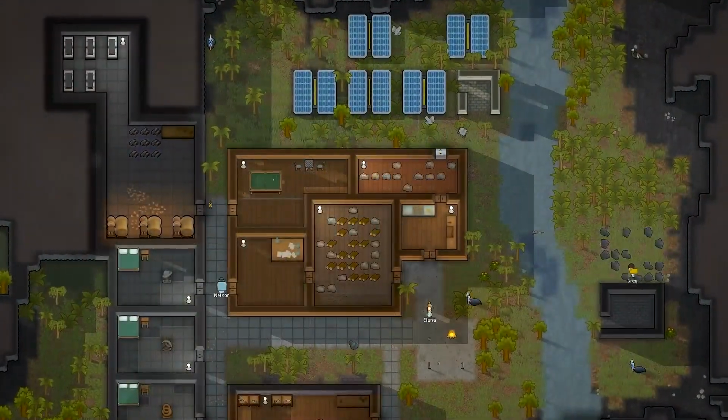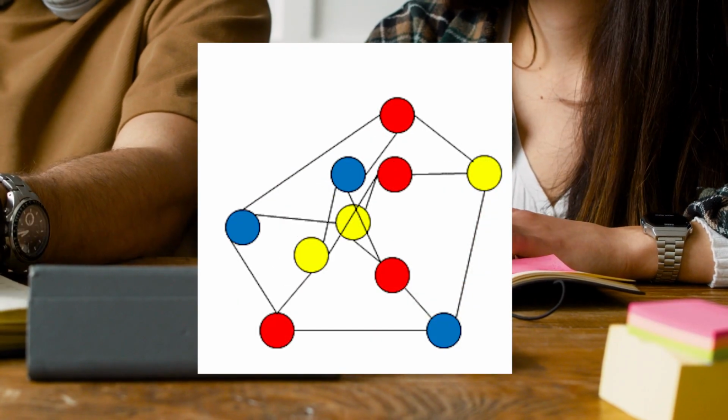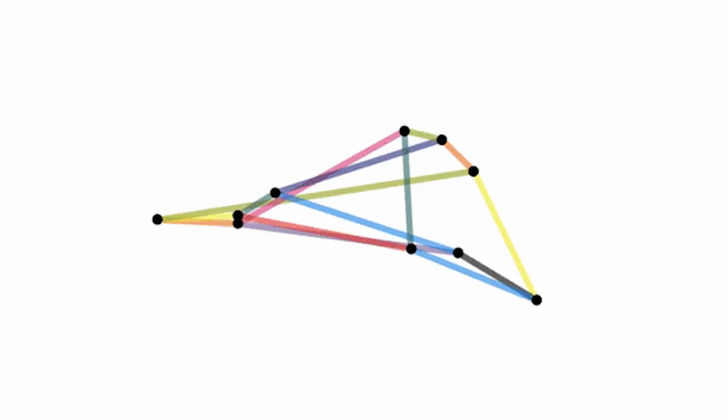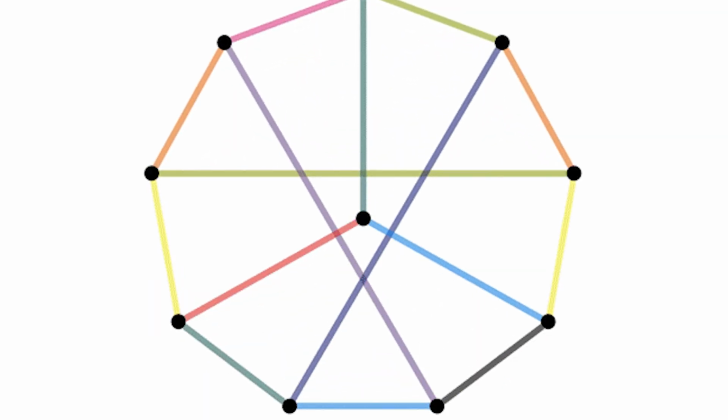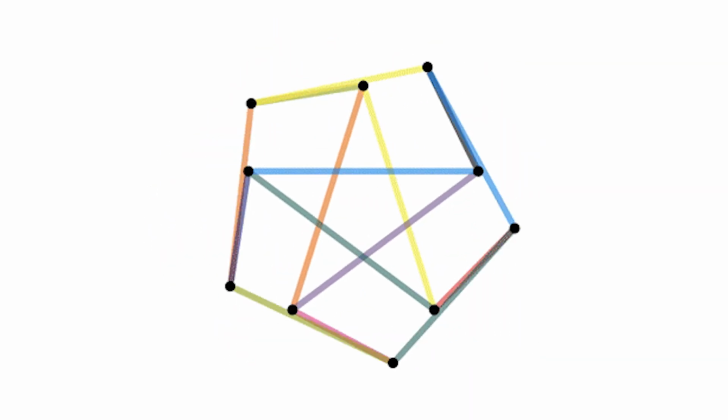But first, what is graph theory? Graph theory is all about studying graphs. But what are graphs? Graphs are like maps made up of dots as vertices and lines as edges, connecting these dots. And they help us understand how things are connected to each other.